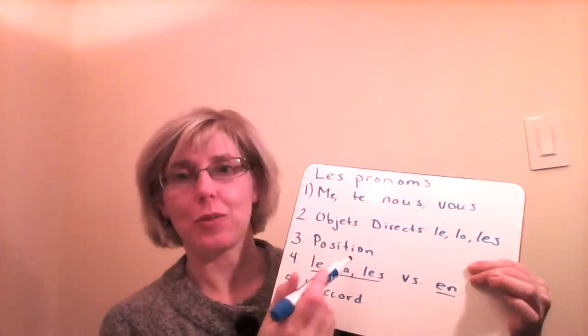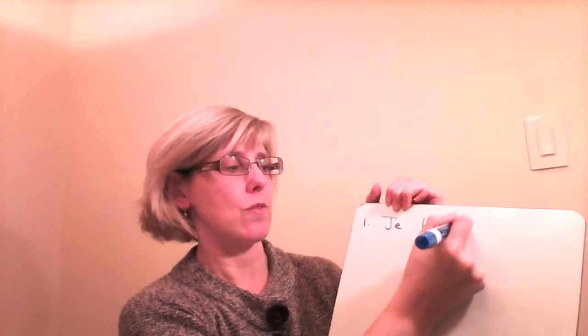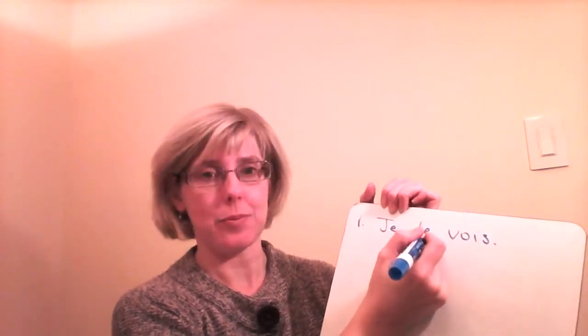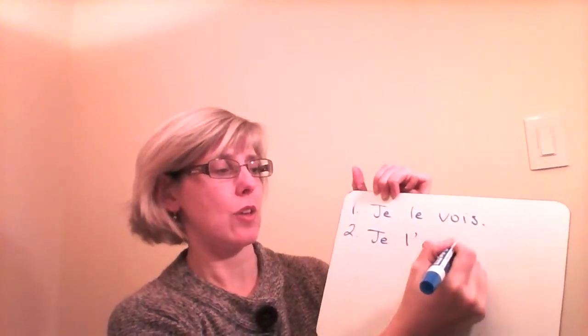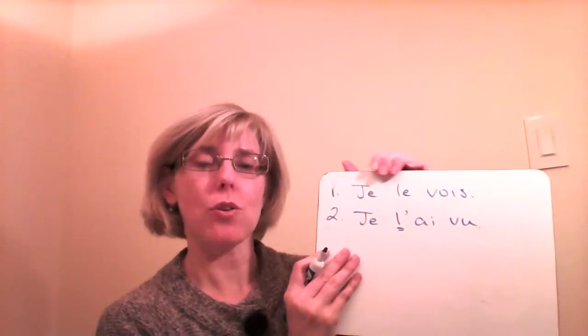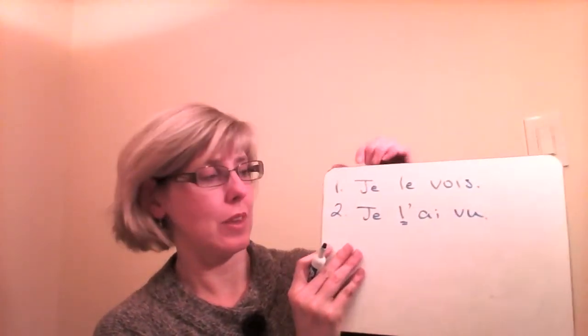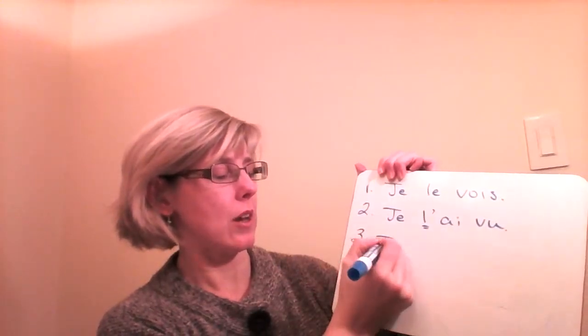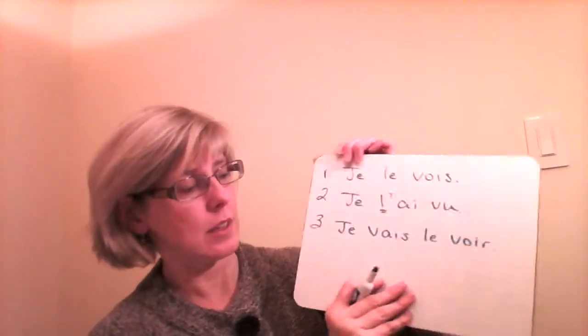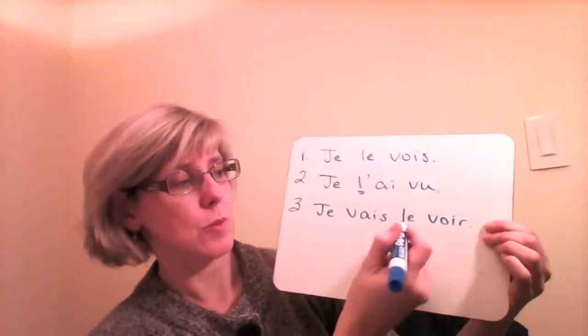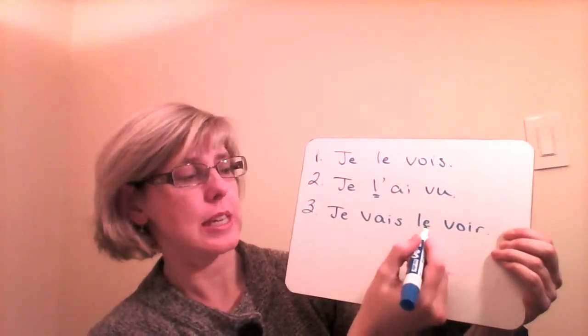And then position. We know this, right? There are 4 types of sentences. So the first type of sentence is a regular sentence. Je le vois. I see him. The second kind of sentence is passé composé. Je l'ai vu. And where does the pronoun go? Before the helping verb. The third kind of sentence is with a pronoun, with an infinitive. Je vais le voir. See my infinitive right there? Okay? It goes before the infinitive. I am going to see him.